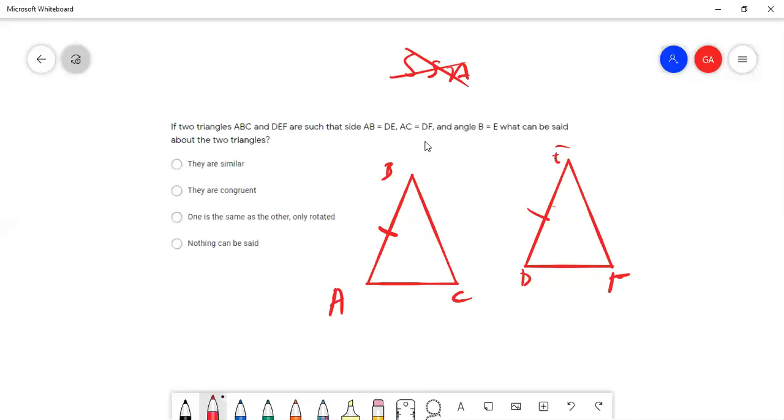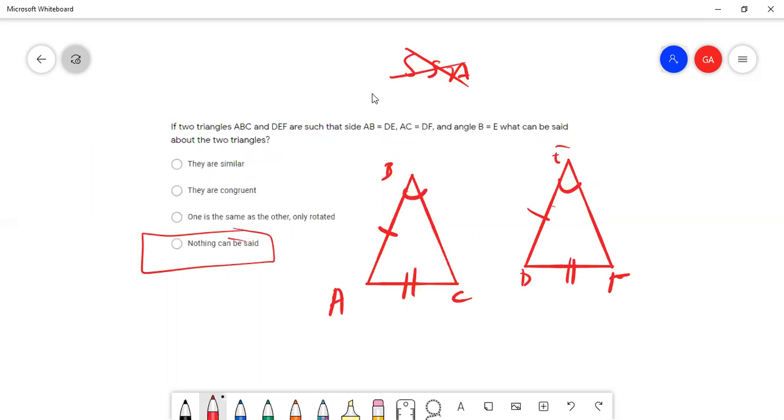So AB is equal to DE, AC is equal to DF, and angle B. Hey, look, this is exactly the wrong condition. This is the SSA condition, and we gave a counterexample as to why that doesn't work at the beginning of this lecture. So nothing can be said here. Again, you have to be careful. When I saw angle-side, I assumed it was going to be in the configuration of SAS, but it was not. It was the bad condition.